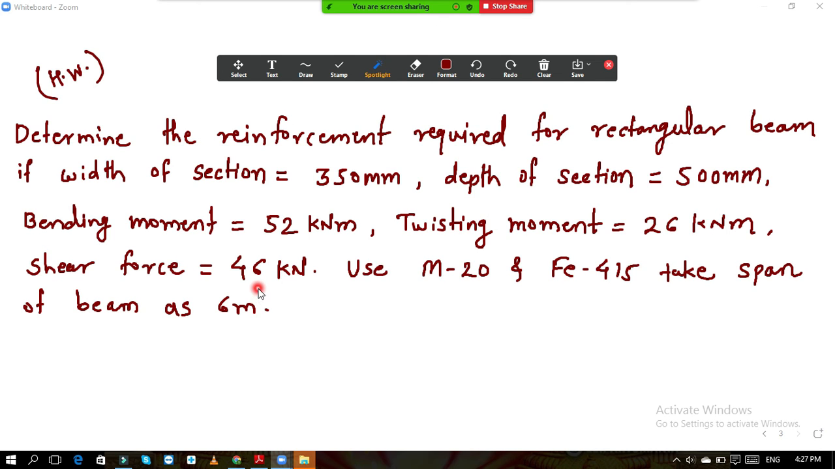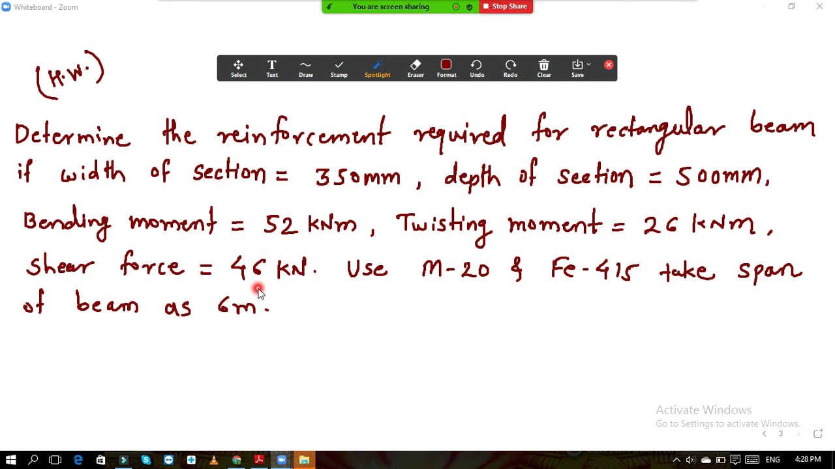Then you should solve your problem further. Calculate ME1, then see whether ME2 is required or not. Then check for depth, and accordingly proceed further for the steel calculation. After the steel calculation, calculate the value of tau VE, calculate the value of tau C, see whether shear reinforcement is required or not, and accordingly do the further steps. So this is your homework problem, and with this our unit ends over here.